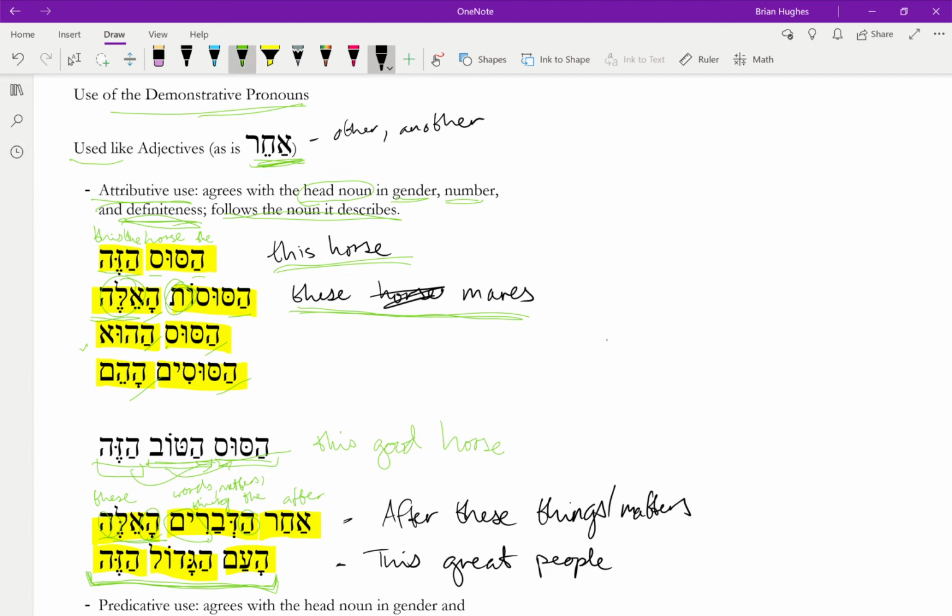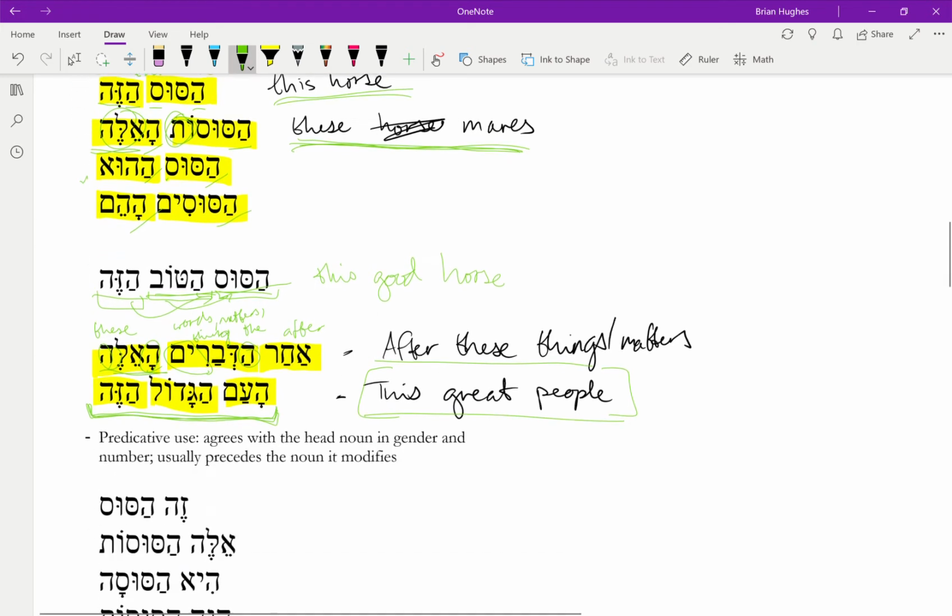Okay, so the point here is demonstrative pronouns can be used like adjectives, and so they can be used attributively to connect themselves directly into this phrase. And when they do that, they're going to agree in gender, number, and definiteness. They're going to follow the nouns they describe to get these sorts of phrases. These mares, after these things, this great people, things like that.